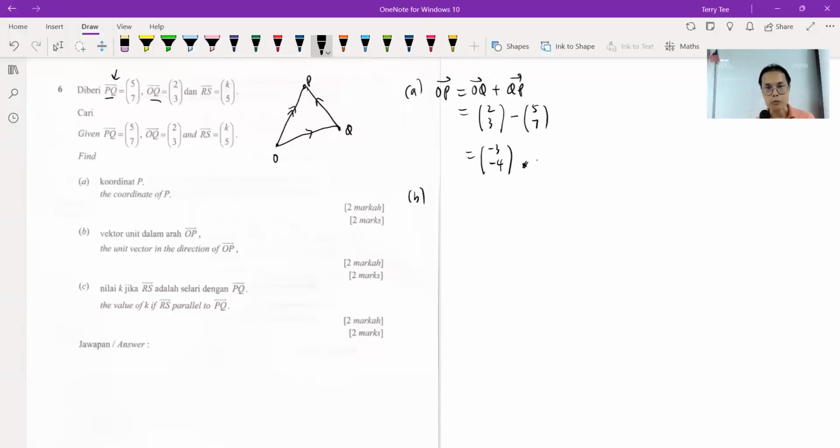Simple. Oh, well, you need to write the coordinate. Your coordinate, you should write (-3,-4), in coordinate form, not in column vector. Column vector or vektor lajur, right?